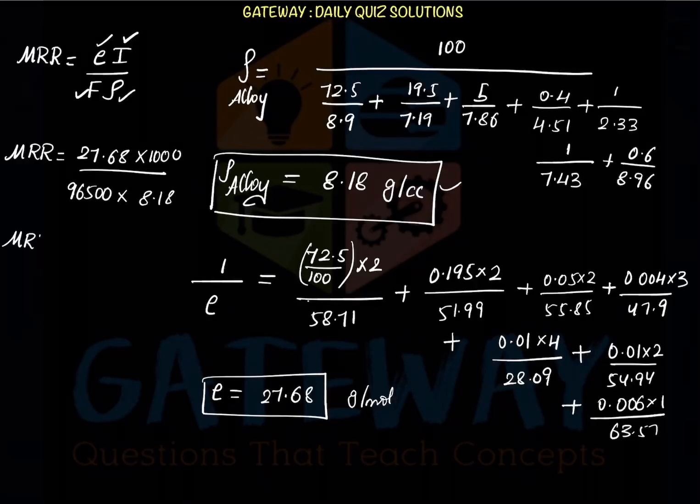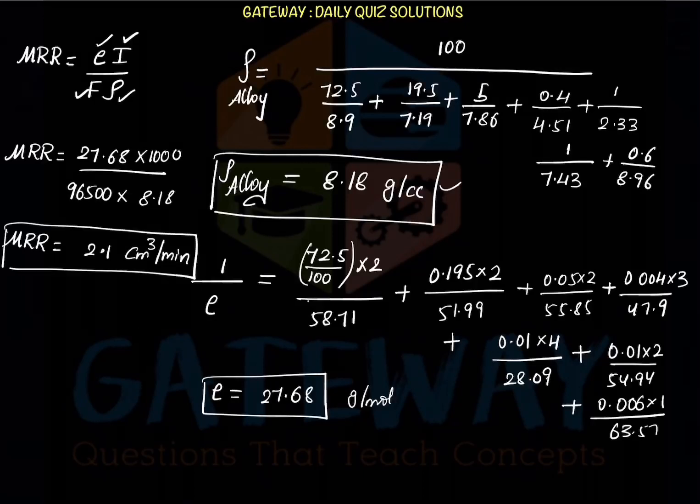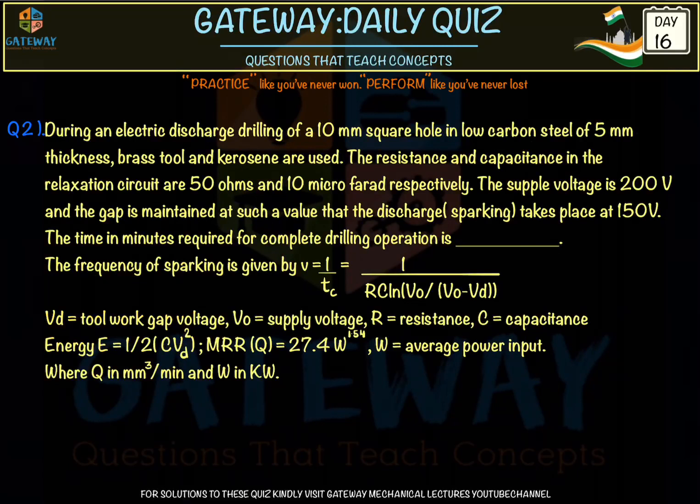Then our answer comes out to be MRR is equal to 2.1 centimeter cube per minute, because in the question it was asked in centimeter cube per minute, and this will be our answer for this question. We've just taken time to discuss how ECM functions, and we derived the formula and then we applied that. So this question took some time. So we are entering the next question.